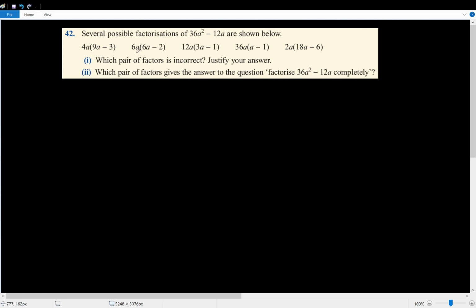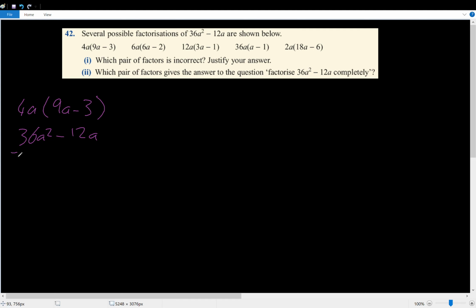So one of these pairs of factors, one of these factorisations, is incorrect. So we're going to test them all and see which one works out as incorrect. So I'll take the first one here. We've got 4a times 9a minus 3. And if we multiply that out, 4a times 9a is 36a squared, and 4a times minus 3 is minus 12a. So that factorisation is correct.